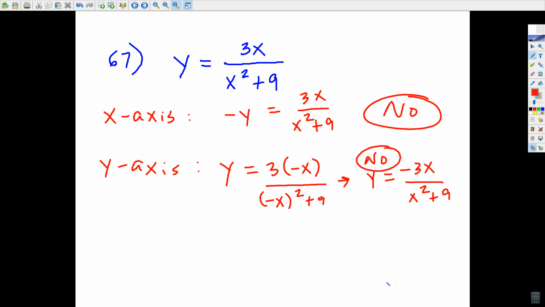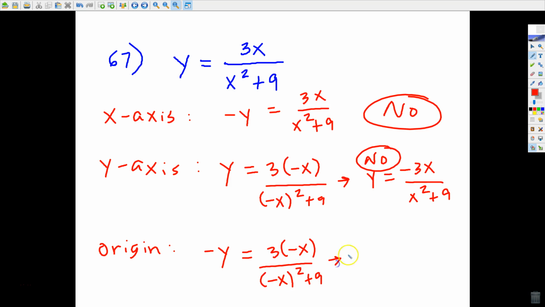So now let's test origin symmetry. And Noah, how does that work? Okay, so we're going to replace both. So negative y is 3 times negative x squared plus 9. And simplifying, I get this.